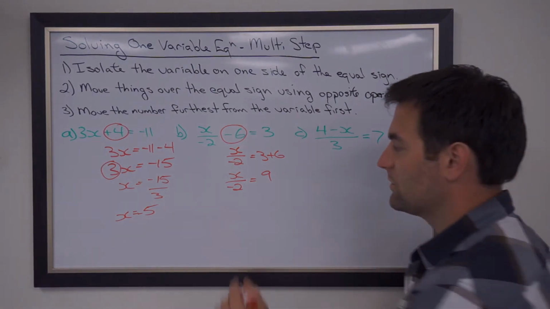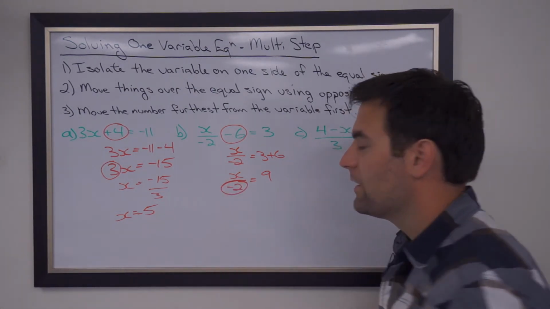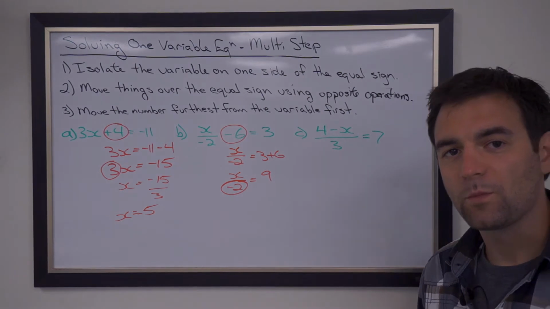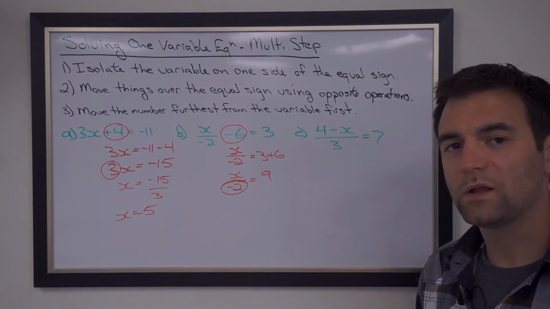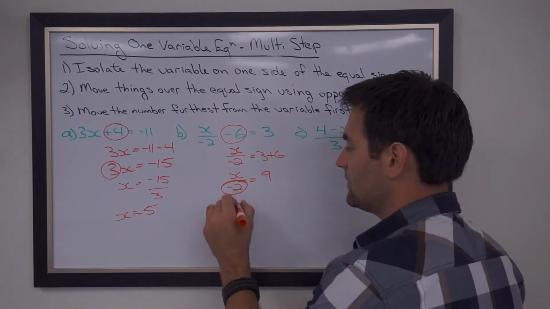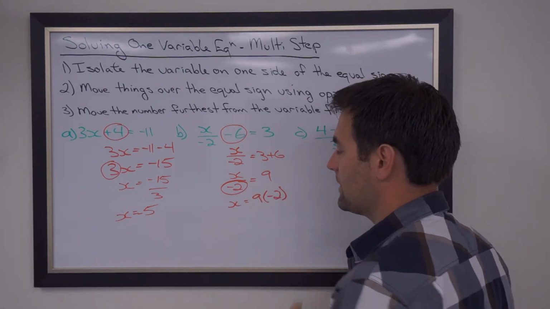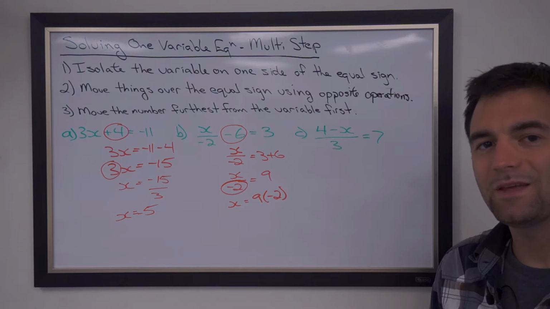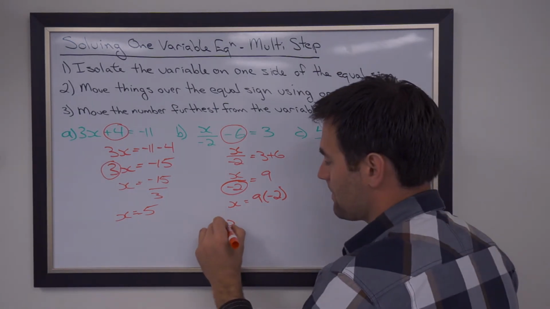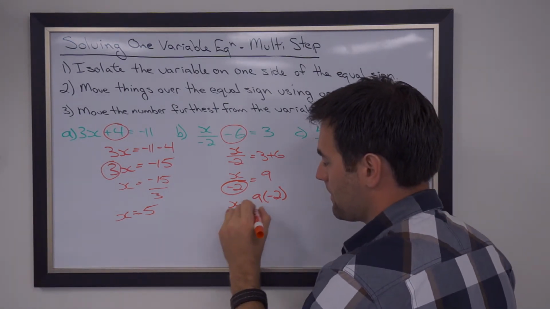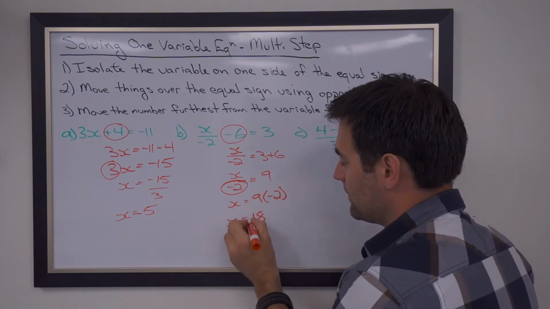Now we need to move the negative 2. We're dividing by negative 2, so when we move it to the other side, we multiply by negative 2. Opposite operation. 9 times negative 2, that's going to be negative 18.